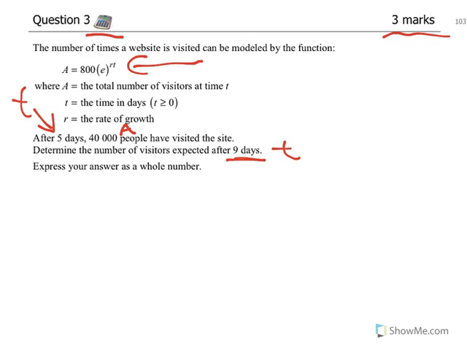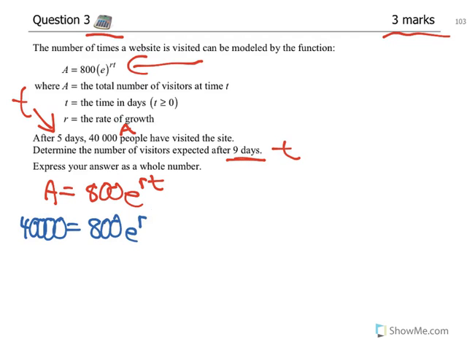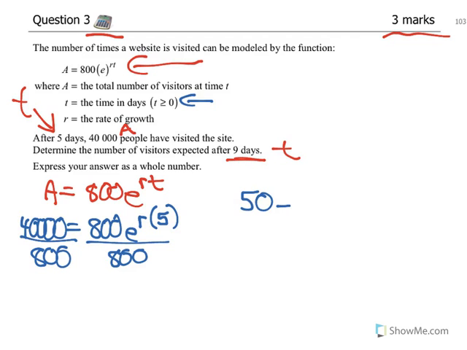So we start with the 5 days and 40,000 people. So if A equals 800 e to the RT, I know 40,000, that's my final amount, happens after R times 5 days. Make sure you get your units right, so T is in days, so I can just put the 5 there. We now want to solve for R. So the first step is to divide by 800. And we get 50 equals e to the 5R.